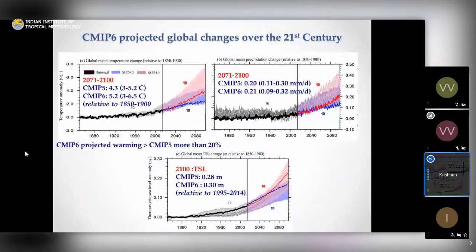For the CMIP6, this is a comparison of the global mean temperatures. What is shown in numbers is SSP5-8.5. We compare between the CMIP5 and CMIP6. Generally, the magnitude of warming in the CMIP6 is significantly higher compared to the CMIP5. This is also seen in the precipitation response and in the sea level response.